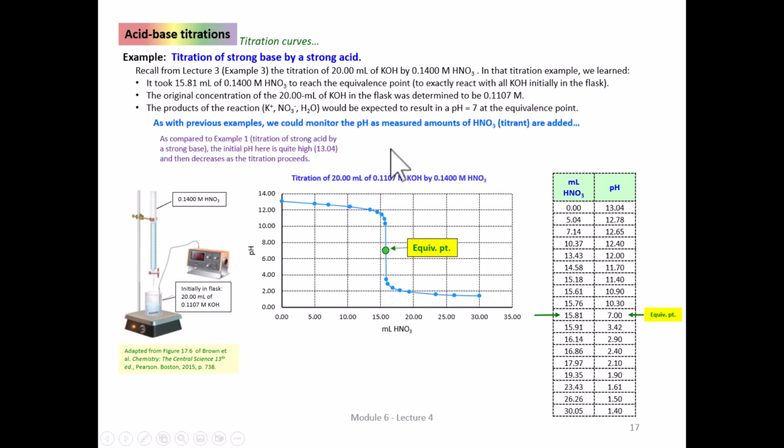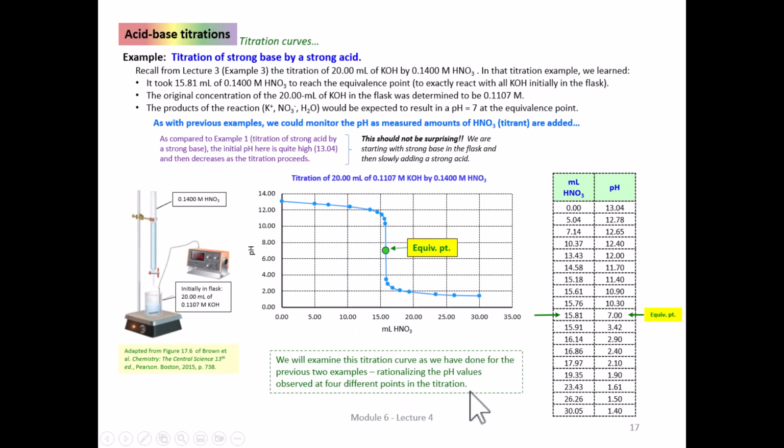If you compare this to our first example of a titration curve where we had a strong acid in the flask and a strong base in the burette, the pH here starts out quite high and then decreases as the titration proceeds, which of course should not be surprising since we're starting with a strong base in the flask and then slowly adding a strong acid.